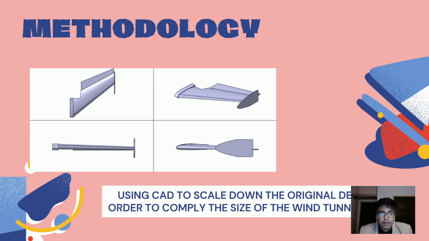Alright, for the first methodology, we use CAD to make a half-scale model because the size of our wind tunnel is limited. So we need to scale down to half of the original design. We use CATIA to make a half model, like you see on the screen. This will continue to the 3D printing.